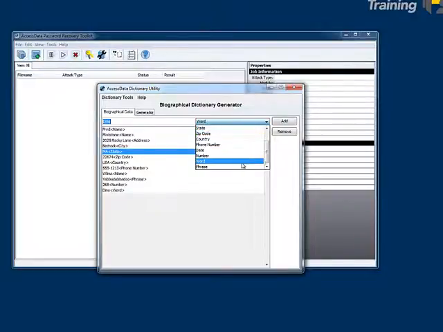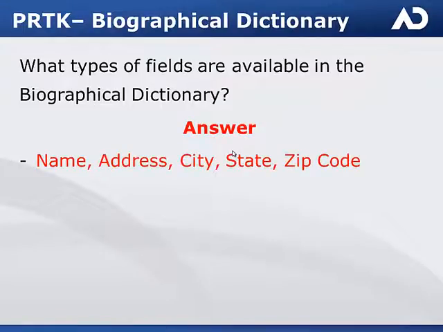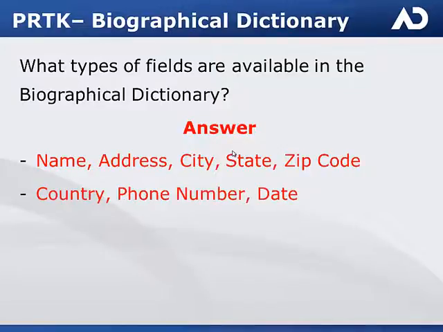And with that, by looking at these drop-down field names, now we can go back and answer another one of our study guide questions. What types of fields are available in the biographical dictionary? And we've just seen from the tool: name, address, city, state, zip code, country, phone number, date, number, word, phrase. Now there's no need to memorize these in terms of the exam, but it's important to understand the function and where these are though.